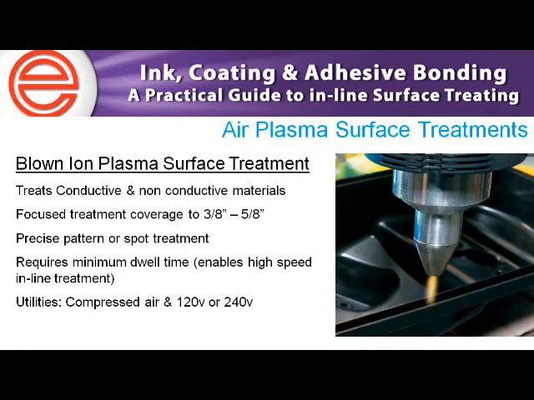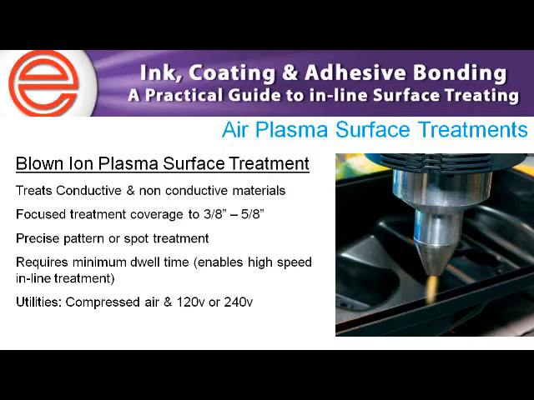The other type of air plasma system that we manufacture is a blown ion plasma. The blown ion plasma's benefits are that it can treat both conductive and non-conductive materials. And as you can see here on the picture, it has a very focused treatment coverage. It treats up to about 5/8 of an inch with a single head system. With that precise treatment pattern, you can see, for example, here we're treating a plastic component for adhesive bonding.